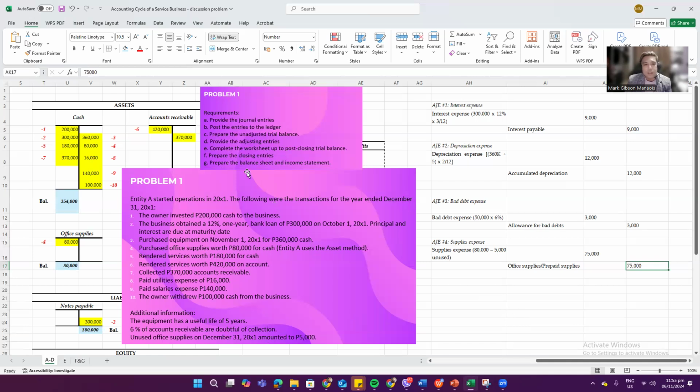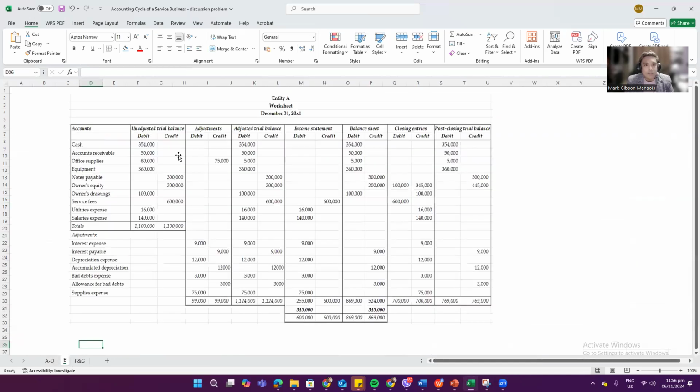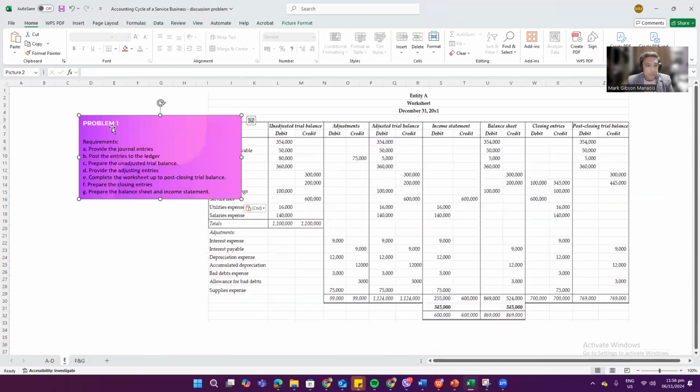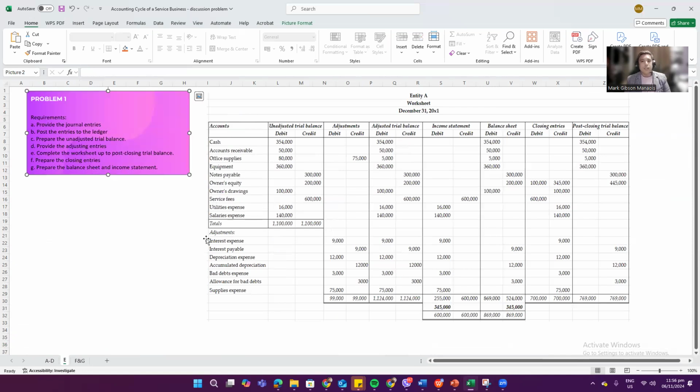Okay, so that's letter D. Let's go now to letter E. Complete the worksheet up to the closing, up to the post-closing trial balance. So, let me move this here. Let's go to the next tab. There, so we can follow along. We are now at letter E.